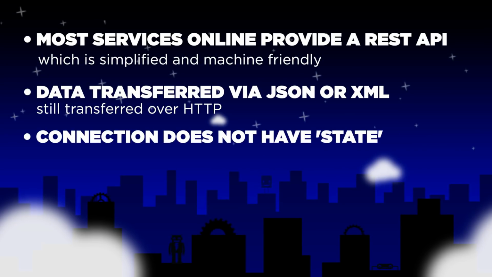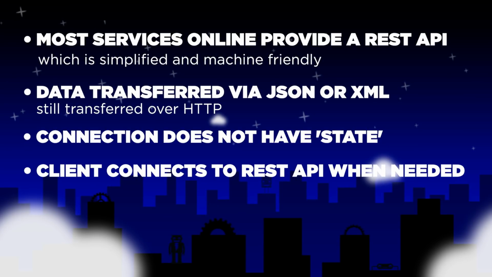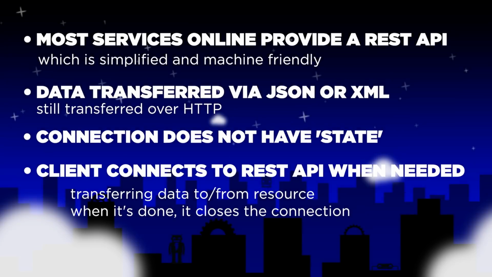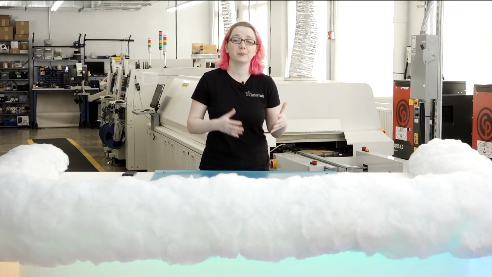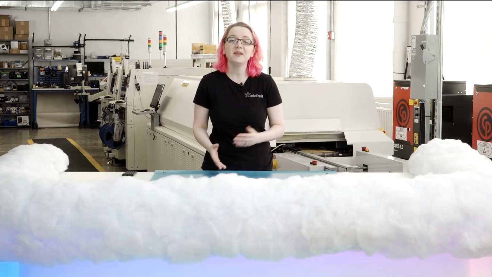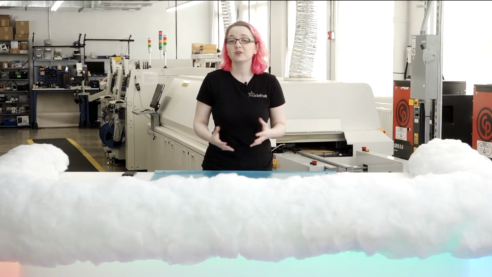Since we are using HTTP, the connection does not have state. The client connects to the REST API when needed, transferring data to and from the resource, and when it's done, it closes the connection. On one hand, this is nice because you have a burst of data transmission and then a disconnection, so the server doesn't need to hold the connection open. But the downside is you have to set up and tear down the connection each time, and that can take up a lot of time and a lot of data.